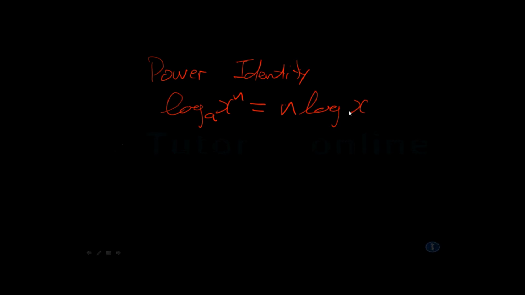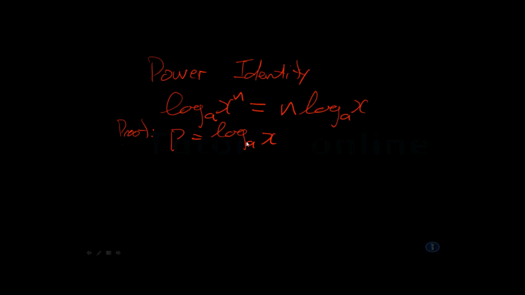The third identity that we need to deal with is the power identity. Now, the power identity states that the logarithm of x to the power of n to the base of a is equal to n times the logarithm of x to the base of a. Let us again prove this identity. We can prove this identity by letting p be equal to the logarithm of x to the base of a.